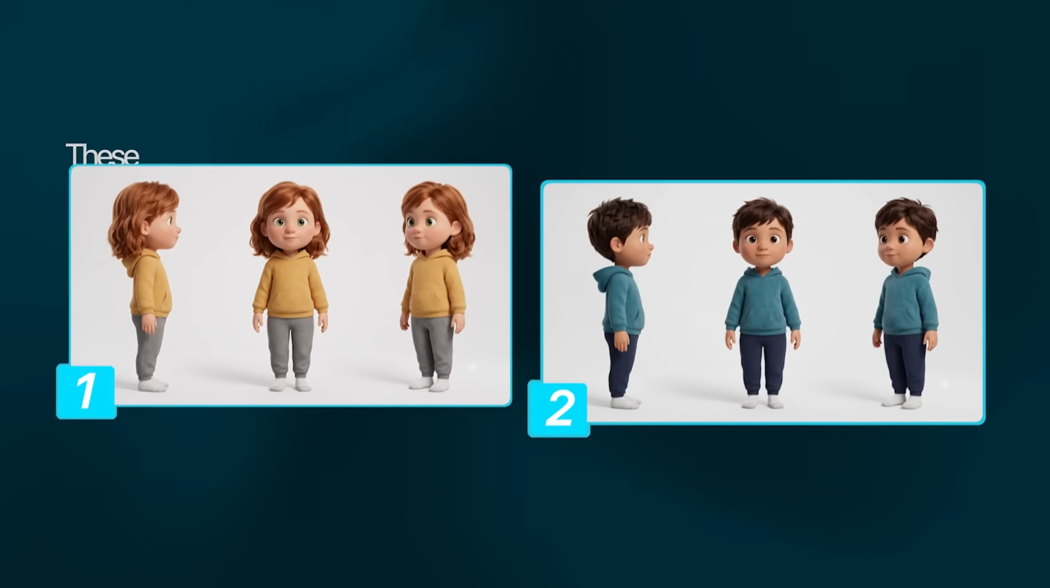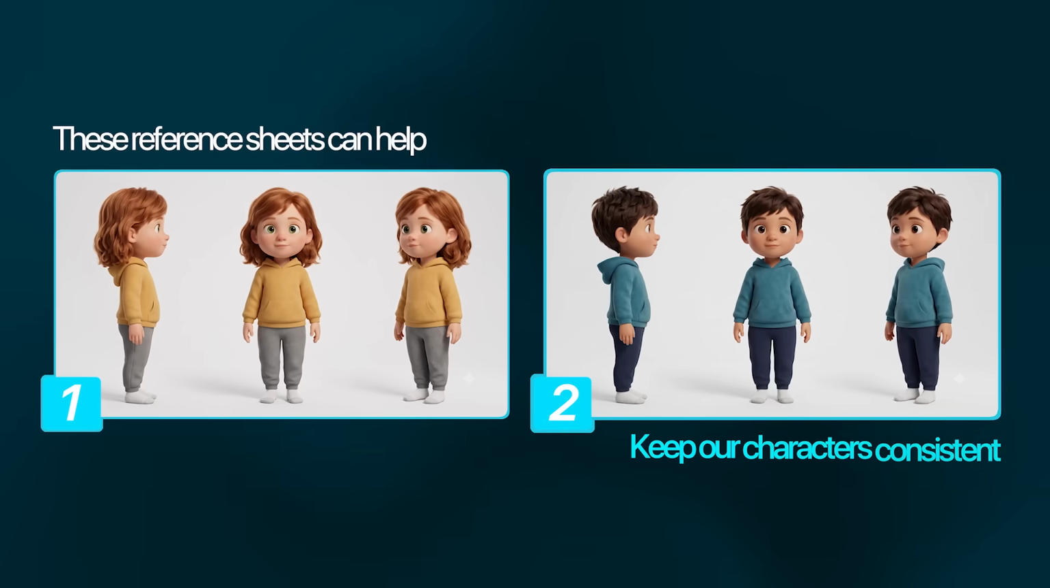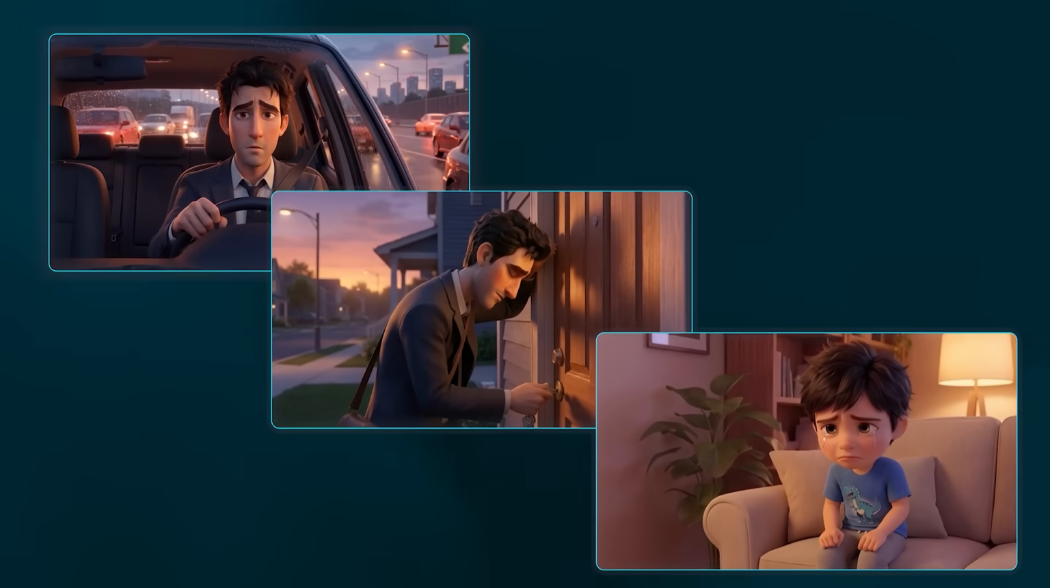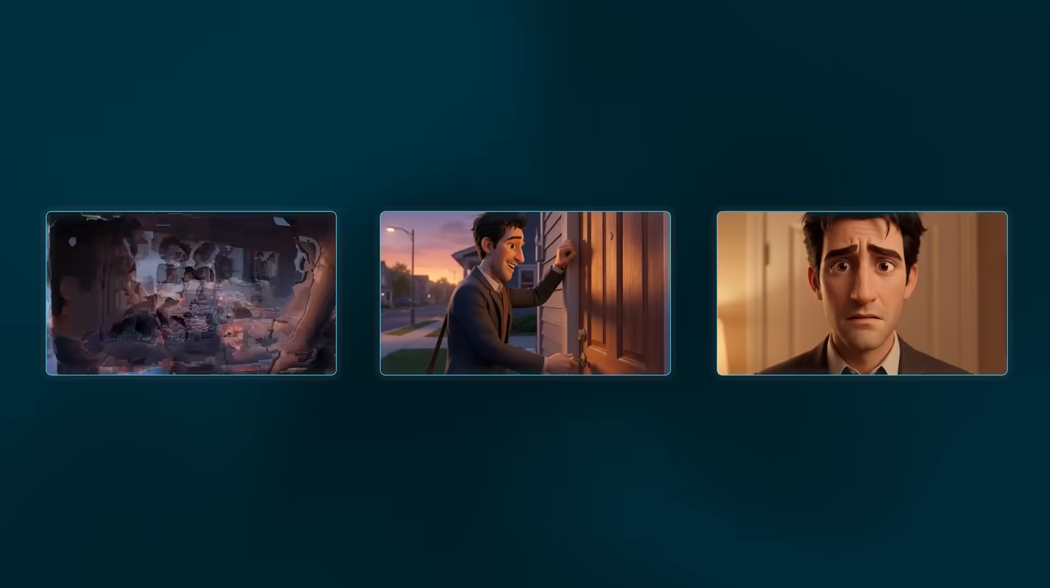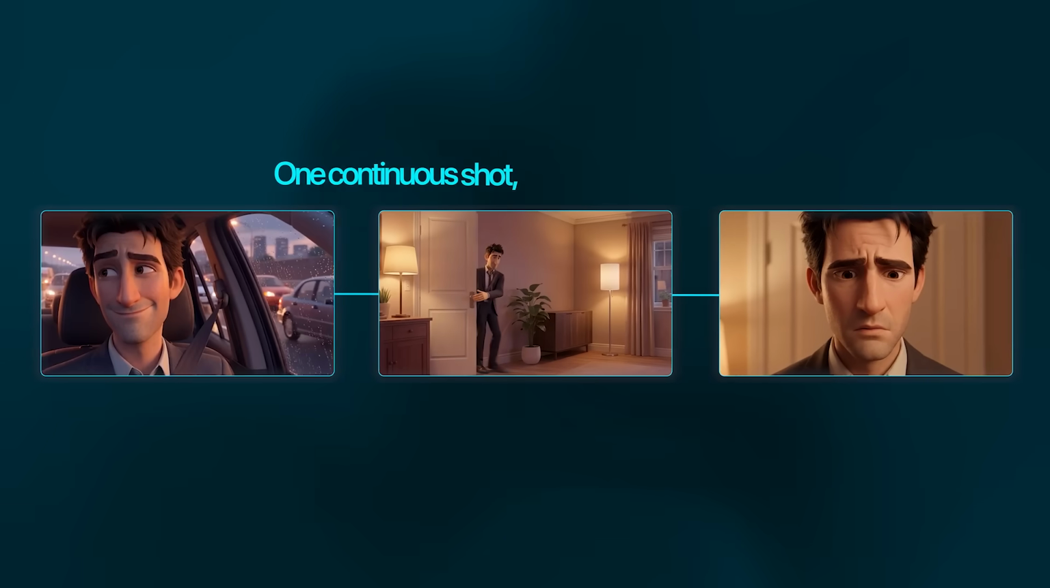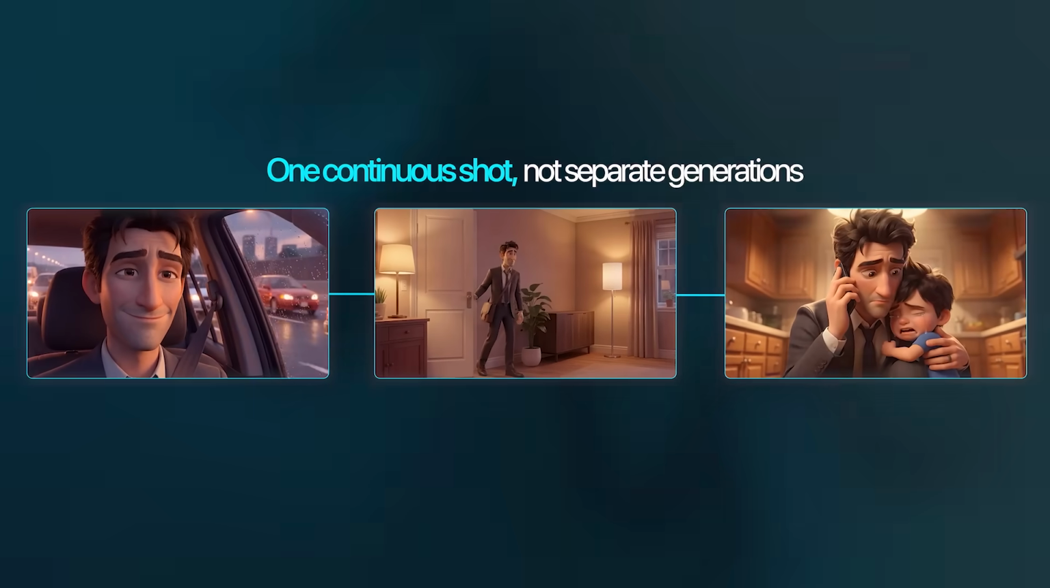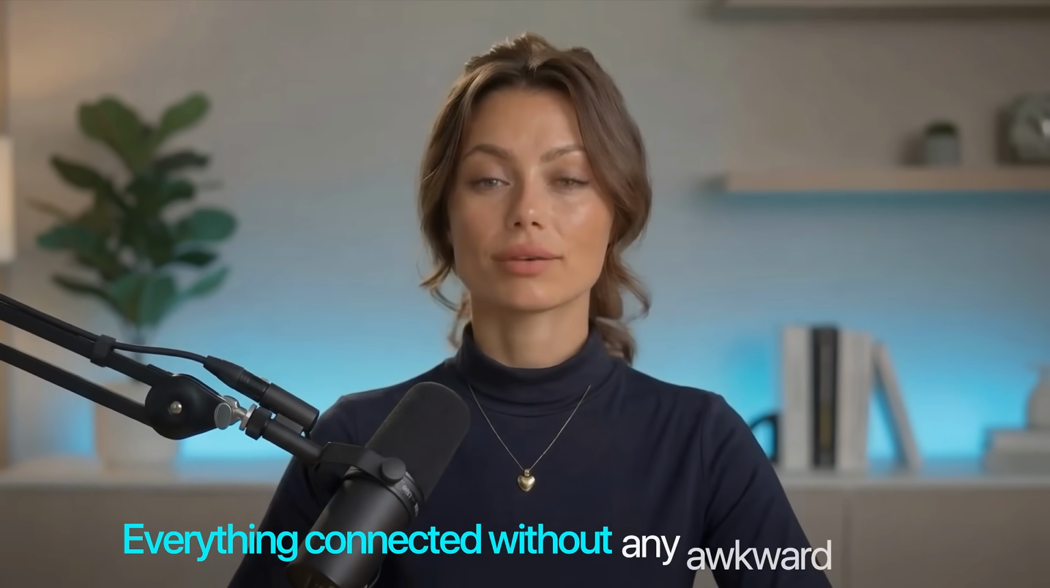But here's the thing. These reference sheets can help us keep our characters consistent, but they're still missing the one thing that most people struggle with whilst creating any kind of long AI video. And that's getting each clip to transition smoothly into the next, so that the whole cartoon feels like one continuous shot rather than a bunch of separate generations. Which is why later in this video, I'll show you a couple of simple techniques that can help you keep everything connected without any awkward cuts. But for now, let's bring everything together and start generating our first clips.